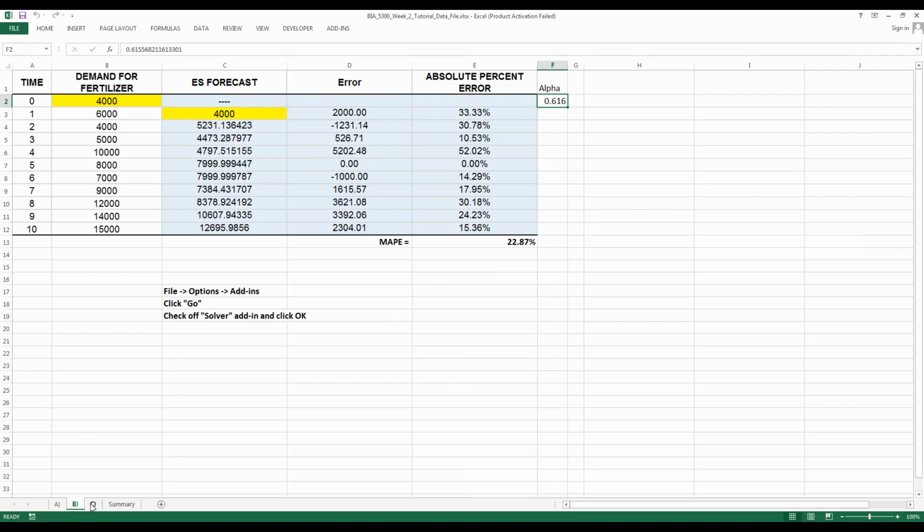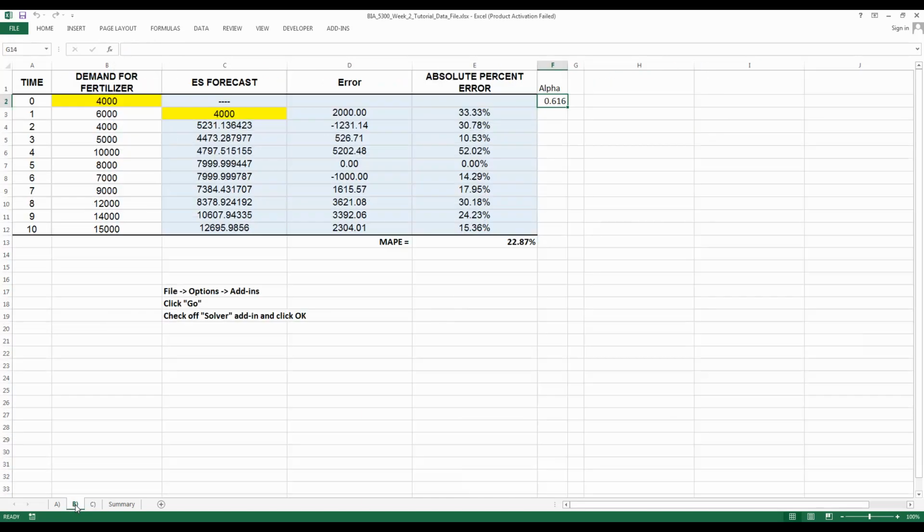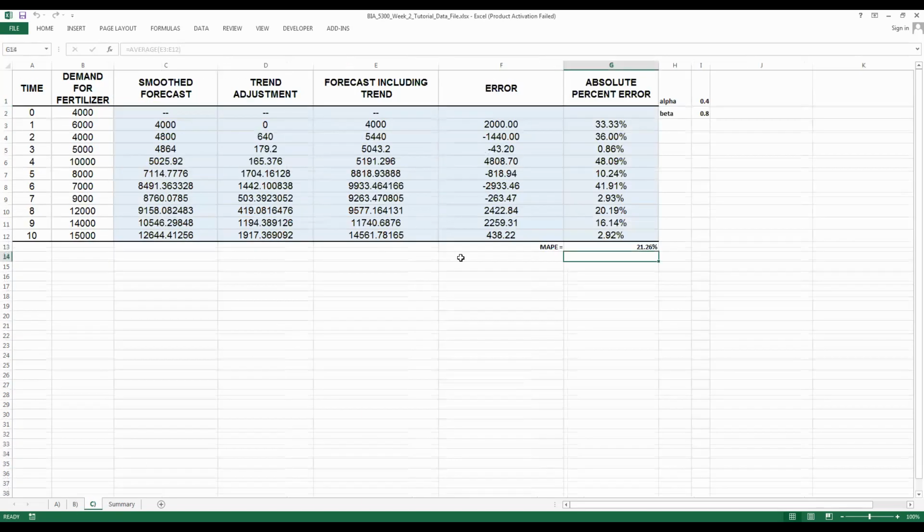All right, and then we can go over to this one and we can do the same thing. The best we can do is a MAPE of 22.87%. Over here, we're already beating that, but let's see how much better we can do. And we do better by changing these.